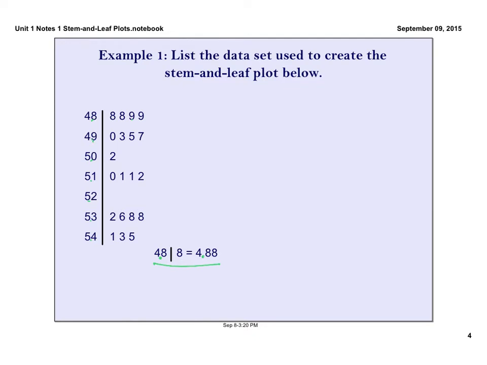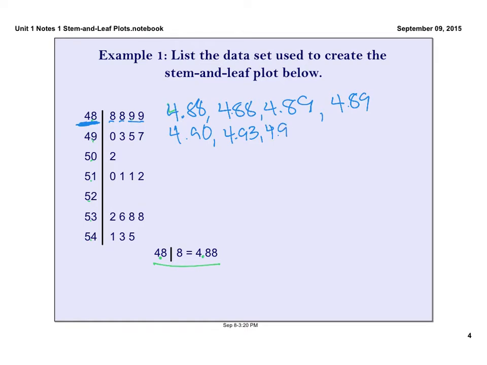So for this first row, I have 4.88, 4.88 again, 4.89, and 4.89 again. So I had the 4.8 from the stem and then the 8 from the leaf, 4.8 from the stem, another 8 from the leaf, 4.8 from the stem, a 9 from the leaf, 4.8 from the stem, and another 9 from the leaf. If I look at the next row down, I have 4.90, 4.93, 4.95, and 4.97. My next row down is 5.02.